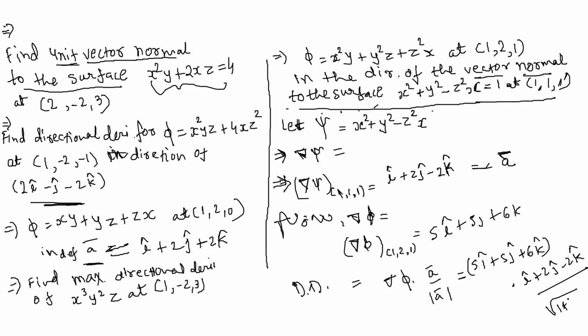So 1 plus 4 plus 4, which is 9, root is 3. Now 5, 1 is 5, plus 10 is 15, 15 minus 12. So 3 by 3. So 1. Okay. Better to give the answer in one word actually. But okay.